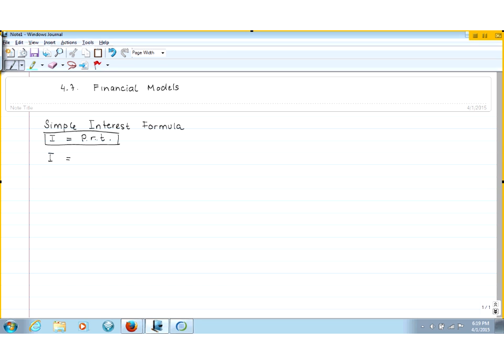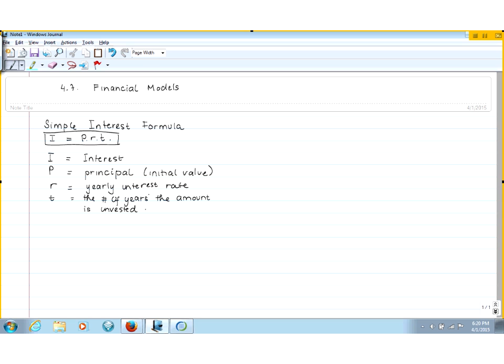I is the interest after the amount is invested for 2 years. P is the principal, which is the initial amount of investment or initial value. R is the yearly interest rate. And T is the number of years the amount is invested. All right. Now, that's the simple interest.